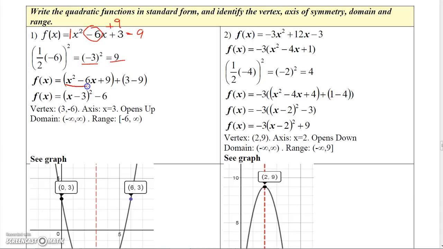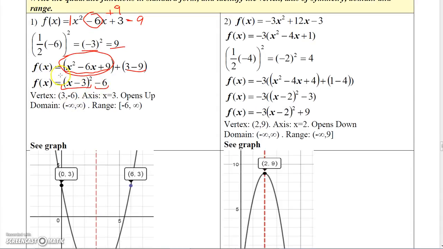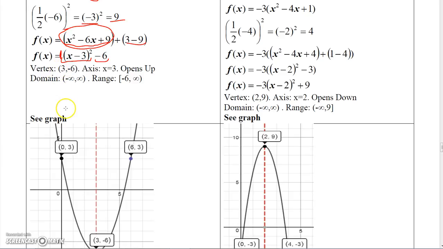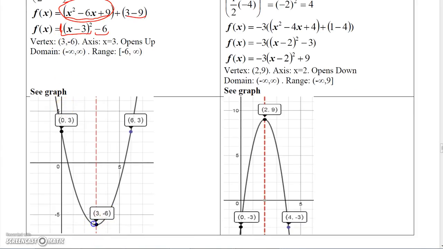So we took the x² - 6x and we added 9. And then to keep it balanced, we took the 3 and subtracted 9. So now this is a perfect square, and we can write it as (x - 3)². And then 3 minus 9 is minus 6. Now, once I have it in that form, I know a is 1. There's an imaginary 1 right here. So it's positive, so I know it opens up. I know it has a vertex of (3, -6). And so here's the vertex, (3, -6). And it has axis x = 3. So there's the axis going down through there.